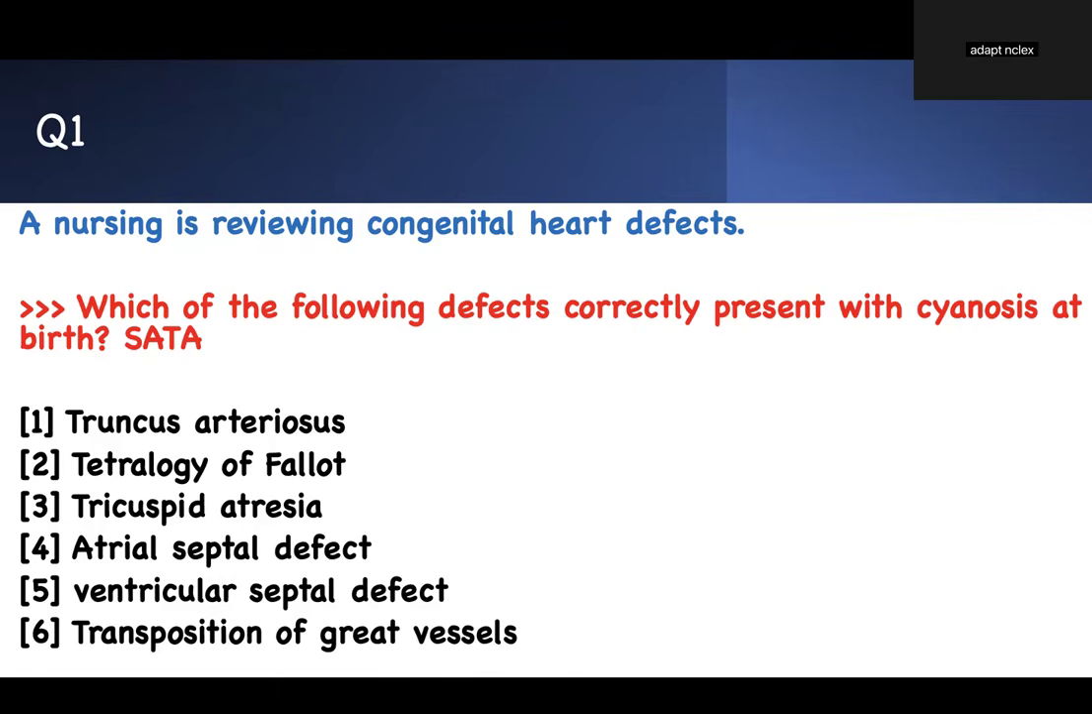Tricuspid atresia, number three. Atrial septal defect does not start with T. Ventricular septal defect does not start with T. Transposition of great vessels starts with T. Therefore, 1, 2, 3, and 5 are your answer. These are the mnemonics to remember all the congenital heart defects. If they're bothering you, I want you to watch it multiple times.